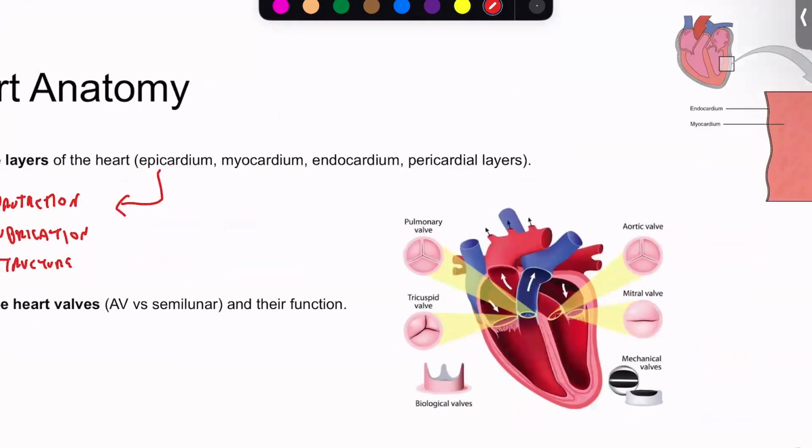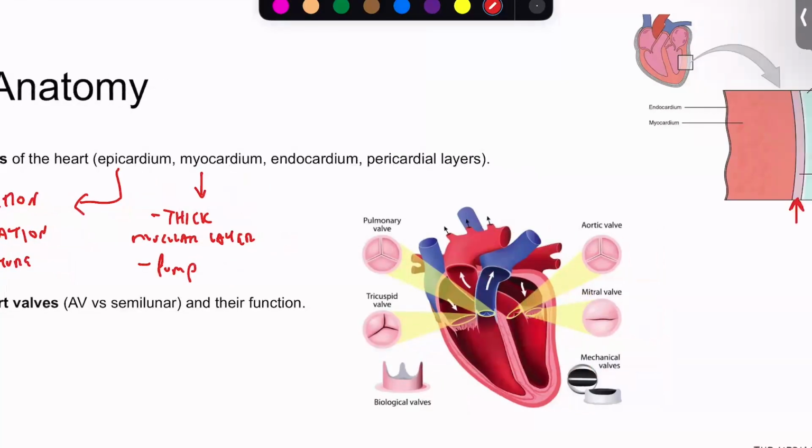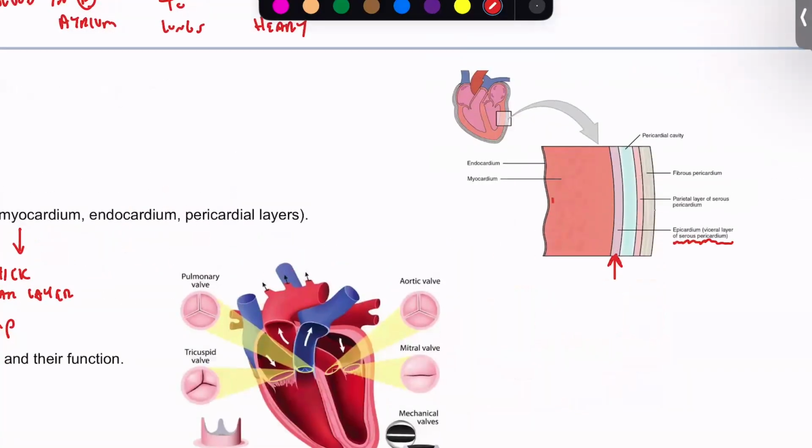Next up, we have our myocardium. So this is our thick muscular layer. And this is the layer that's going to be responsible for doing all of our contractions. So it contains a high density of cardiac muscle cells, also called cardiac myocytes, and these are responsible for the pumping action. So myocardium is this giant area of muscle right here.